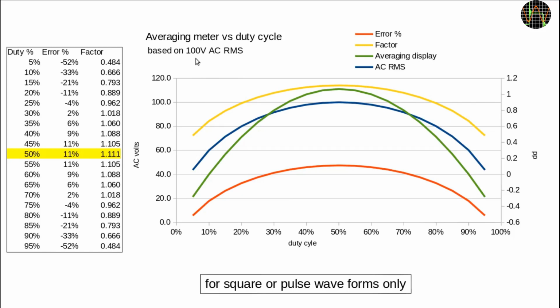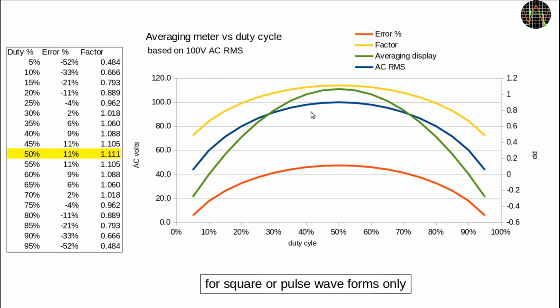I created this table by running the model for peak pulse or square wave, it doesn't matter which, of 100 volts and changing the duty cycle from 5% to 95%. 100 volts is just an example and the results do not change for other voltages or amps. The factor is the ratio between what the averaging meter displays versus what the true AC RMS actually is. Of course, we see the familiar factor of 1.11 appear at 50%.